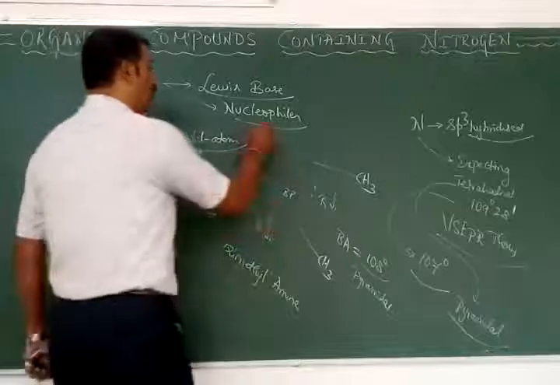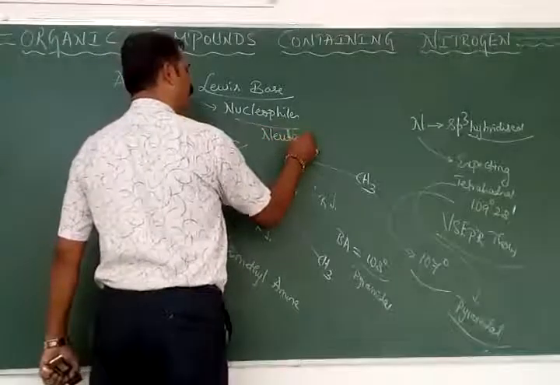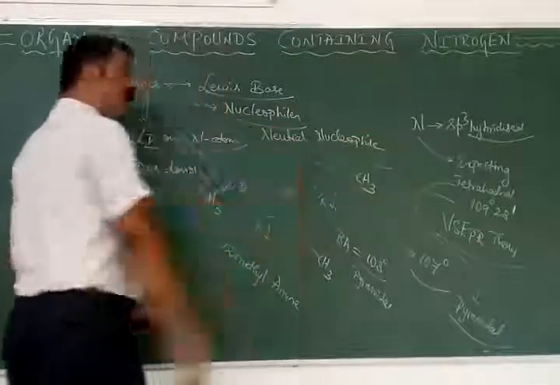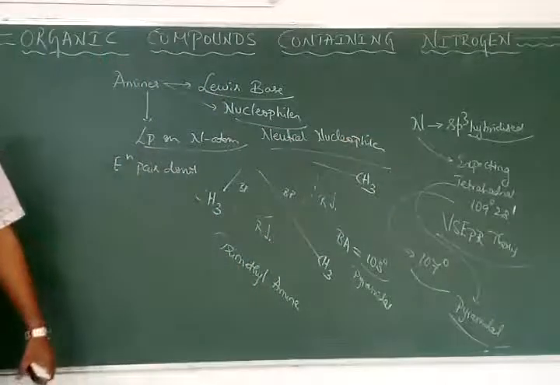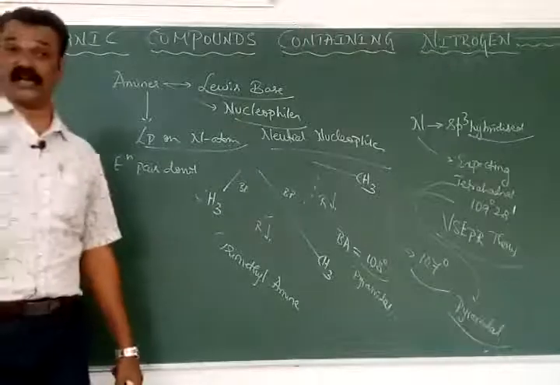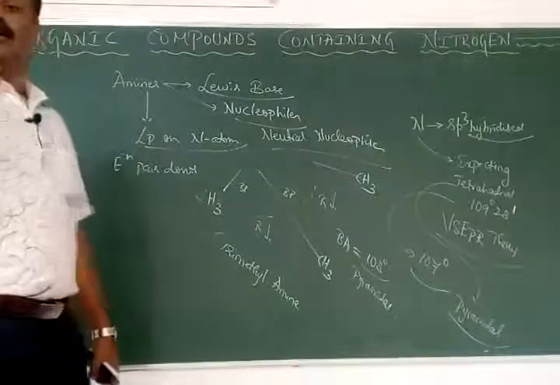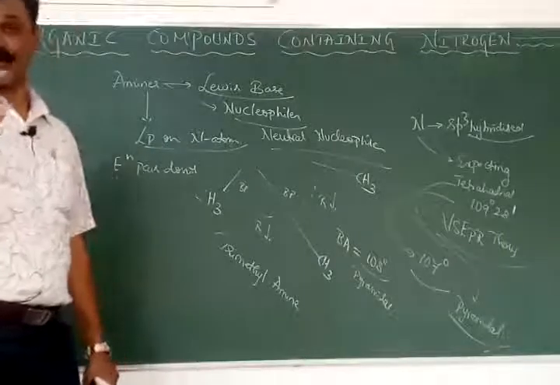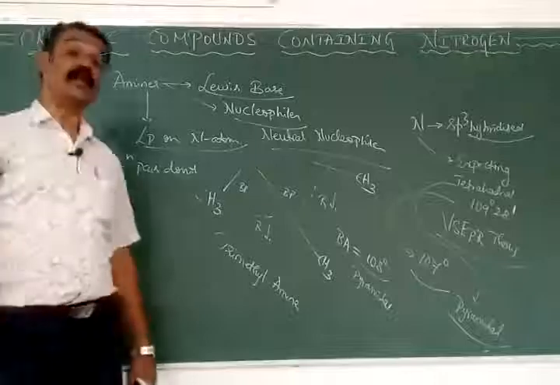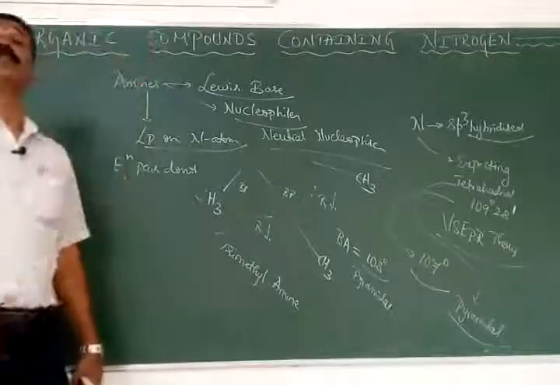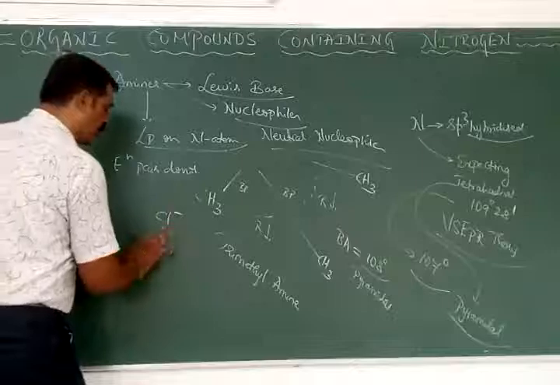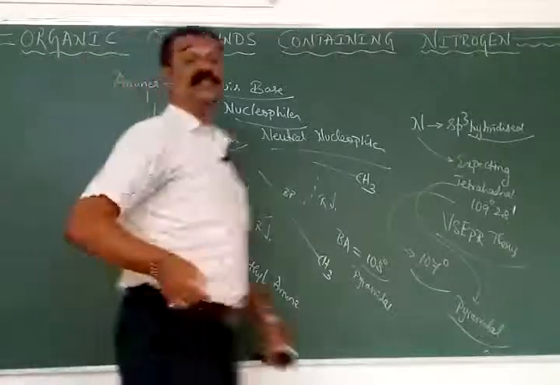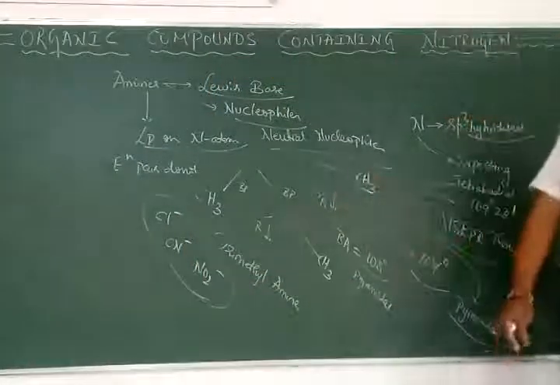In particular, amines are the best examples of neutral nucleophiles. Why are they neutral nucleophiles here? We know that if a species is rich in electrons, it is a nucleophile. Nucleophiles may be of two types: either charged nucleophiles or neutral ones. Cl minus, CN minus and NO2 minus are also nucleophiles, but they are charged nucleophiles, because they have a net negative charge on them.